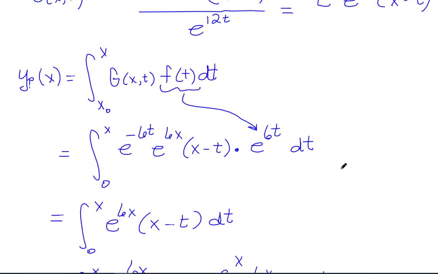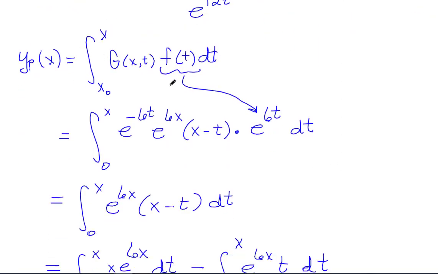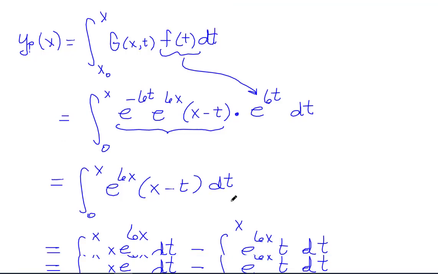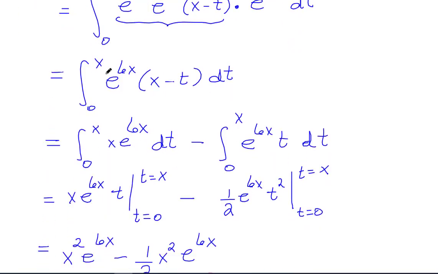So my particular solution then is, I take my driving function, which is given here as e to the 6t. I've got all of this part, which is my Green's function. The e to the minus 6t times e to the positive 6t. When you combine those, you get e to the 0, which is 1. All right, so I'm integrating this with respect to t.